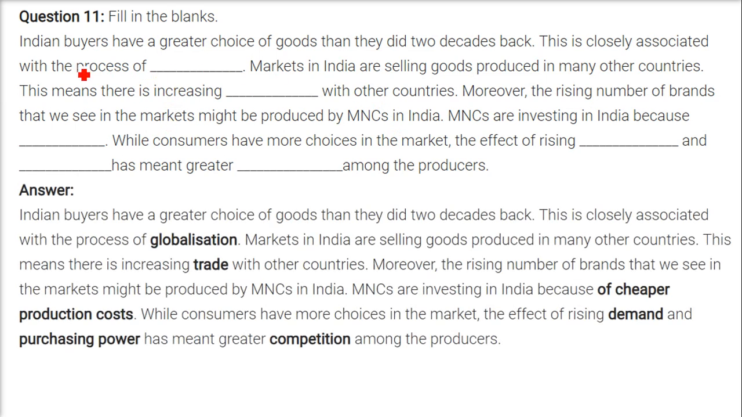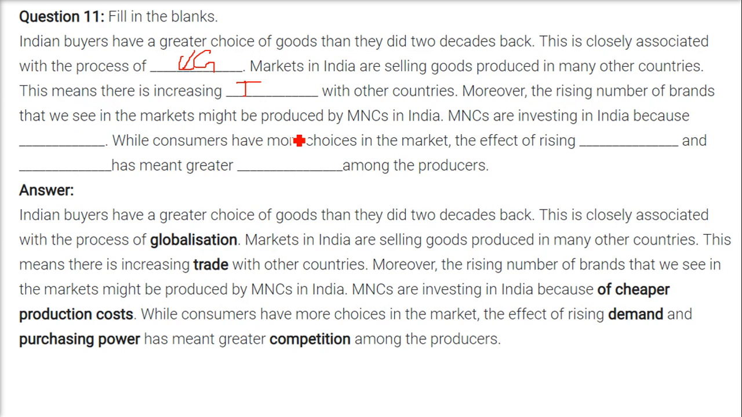Indian buyers, this is the fill in the blank, so I'll just read it and then fill it up. Indian buyers have a greater choice of goods than they did 2 decades back. This is closely associated with the process of, here it will come, globalization. Markets in India are selling goods produced in many other countries. This means there is increasing trade. Here it is globalization with other countries.